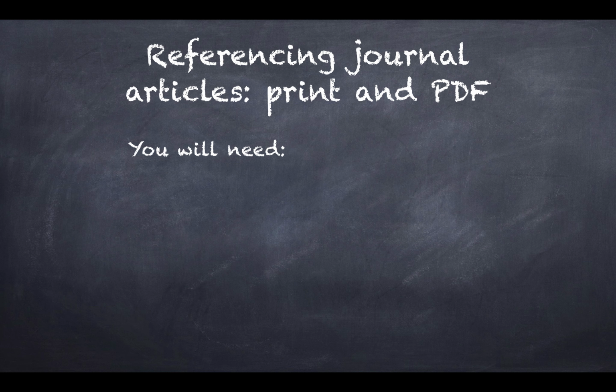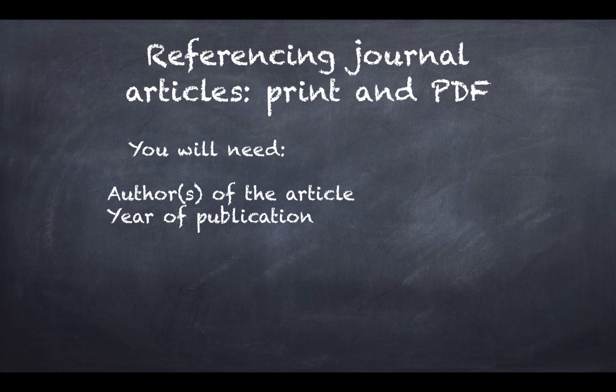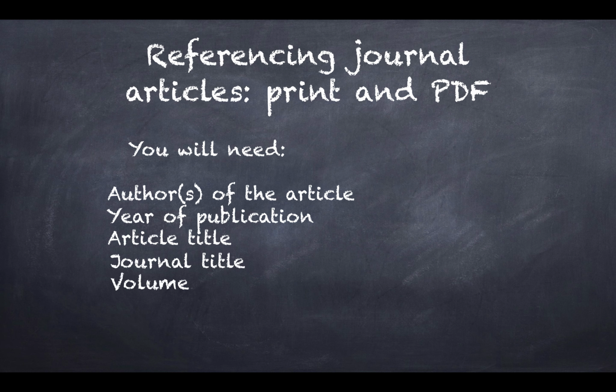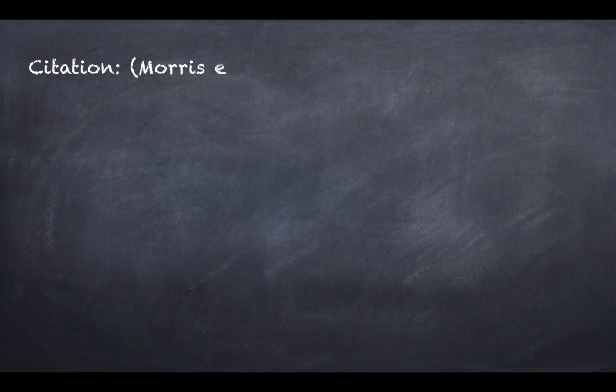To reference an article, you will need the author or authors of the article, the year that that article was published, the title of the article, the journal title as well, the volume number, and occasionally you'll find that there's a part number or an issue number that goes along with that, and the page numbers on which you find that article. Okay, let's have a look at an example.